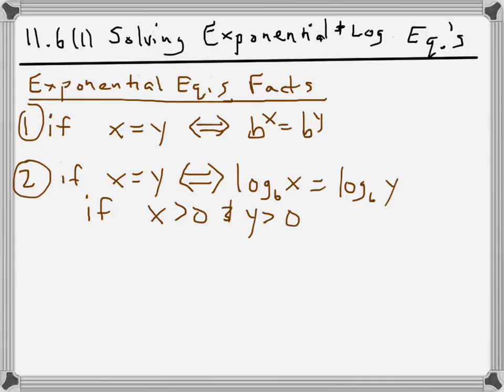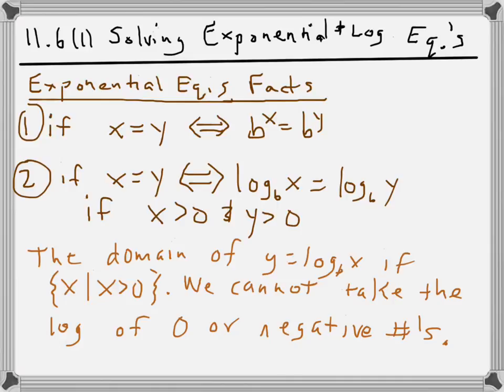But number two, if x equals y, then log base b of x equals log base b of y, and those are b's down there on the logs, if and only if both x and y are positive. The big reason behind why x and y are positive is because the domain of log of x is x such that x is greater than 0. That is, we cannot take logs of 0 or negative numbers.